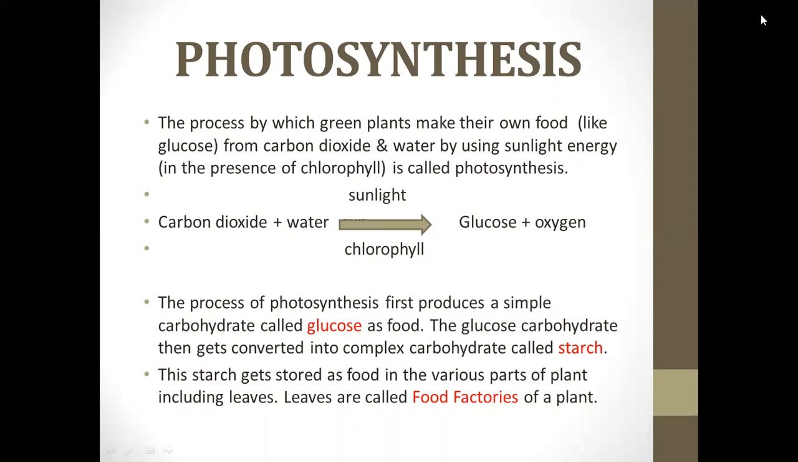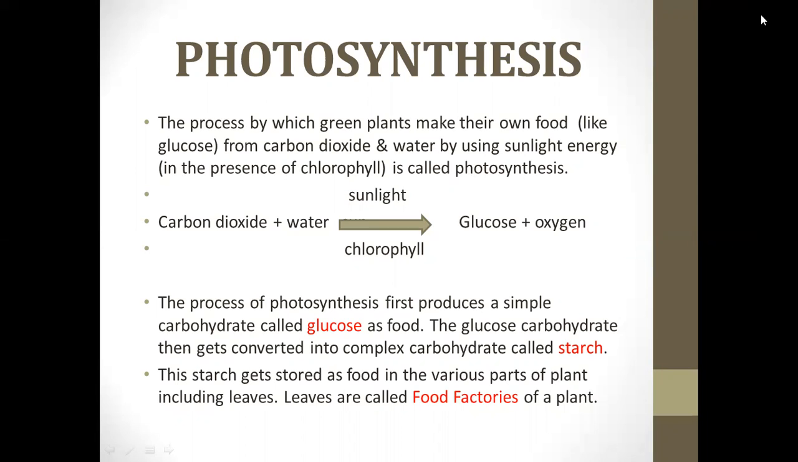तो इसका मतलब we can define the process of photosynthesis as the process by which green plants make their own food like glucose from carbon dioxide and water by using sunlight energy in the presence of chlorophyll. That process is called as photosynthesis.